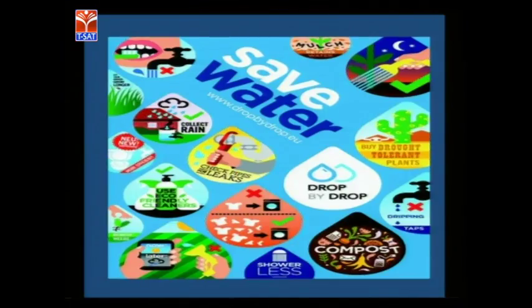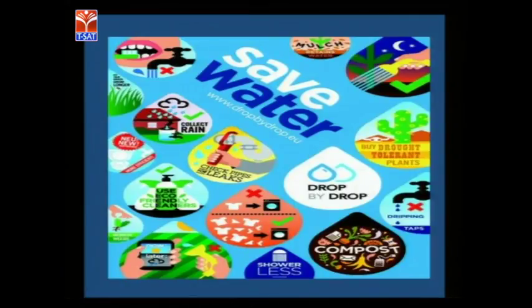Here, see this poster. This poster is giving one message, conserve water. There are many ideas in this poster. Show this type of poster to students. See here, one thing you observe in the poster, that is, a washing machine is there. Don't use one cloth for washing in a washing machine. Use more cloths, save water.